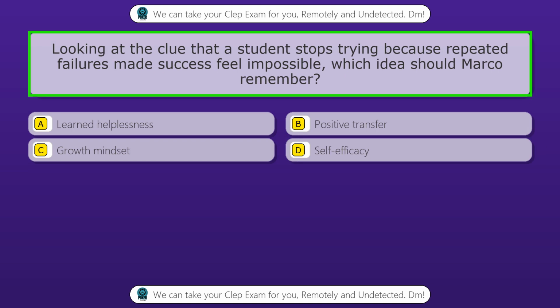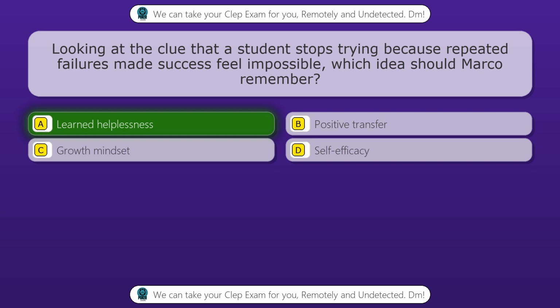Question 31. Looking at the clue that a student stops trying because repeated failures made success feel impossible, which idea should Marco remember? Option A, learned helplessness. Option B, positive transfer. Option C, growth mindset. Option D, self-efficacy. The correct answer is option A, learned helplessness.